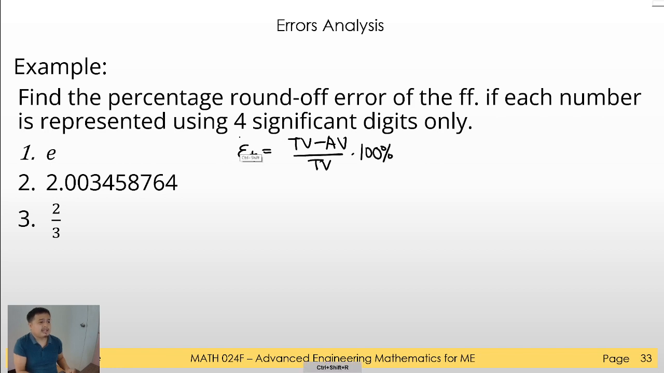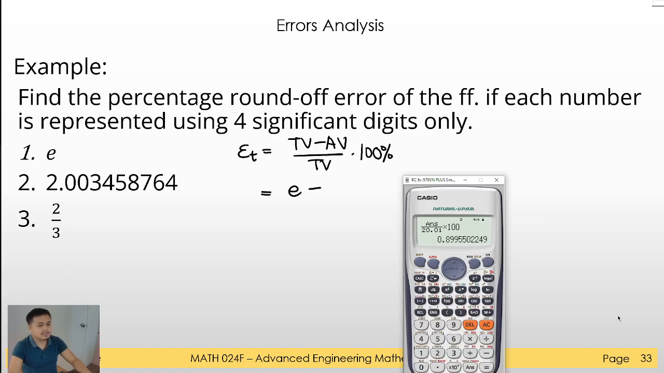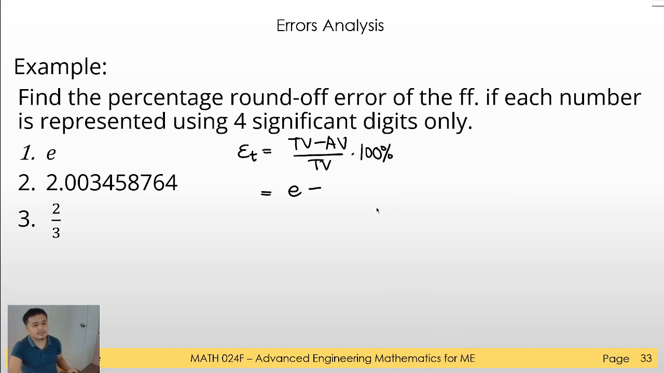So our approximate value will be when, instead of e, we assume that it only has 4 significant digits. So the approximate value here will be, what is e? So e is 2.718281828, and so on. So using 4 significant figures, we have 2.718, okay, and then over e times 100%.